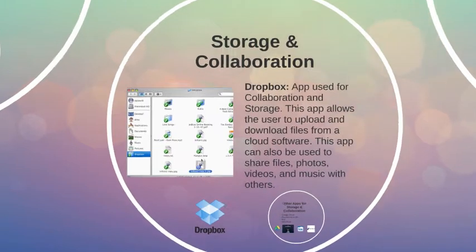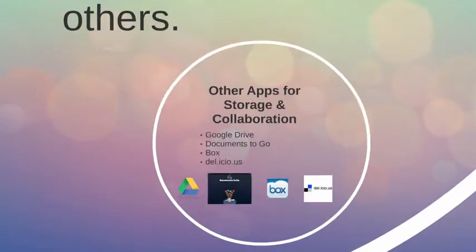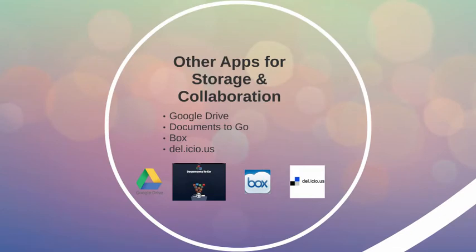Now, as you can see, there's a folder right on your computer that you just drop anything into, and it'll save it to the cloud that you can access at any time. If this one doesn't work for you, there are others like Google Drive, Documents to Go, and Box, which are all very similar to Dropbox. There's also Delicious, which helps you bookmark.